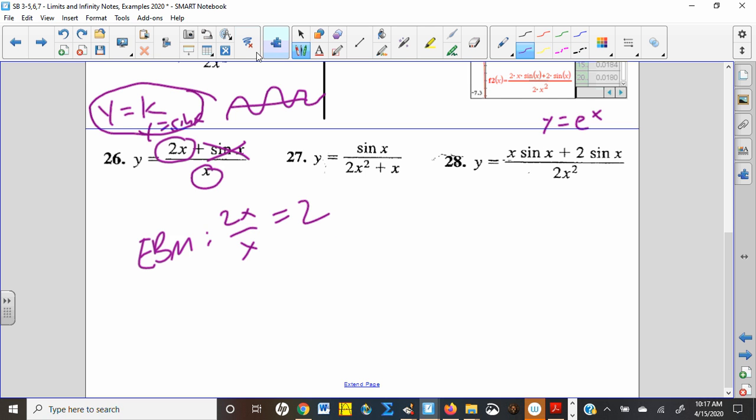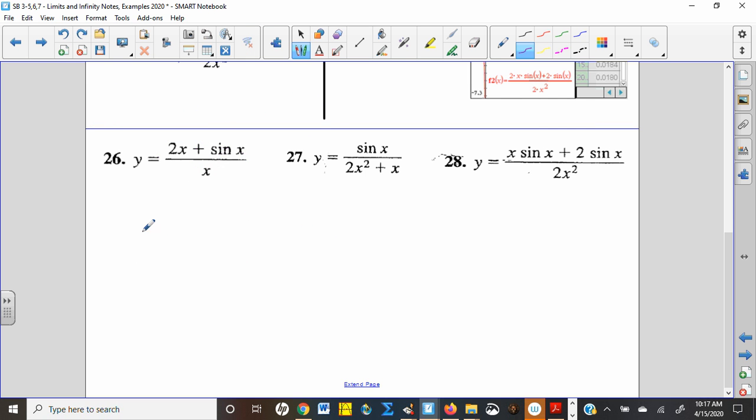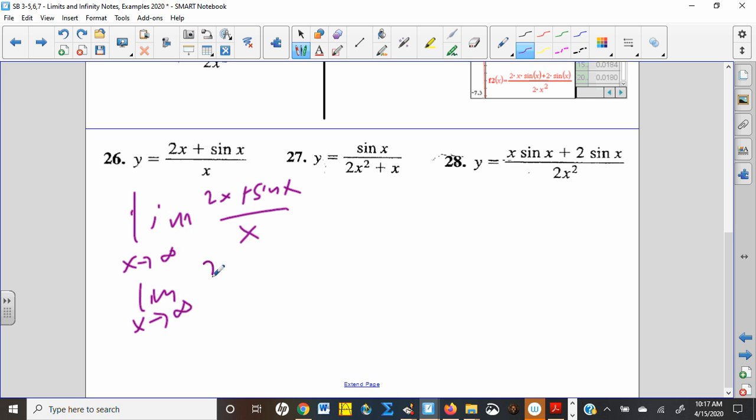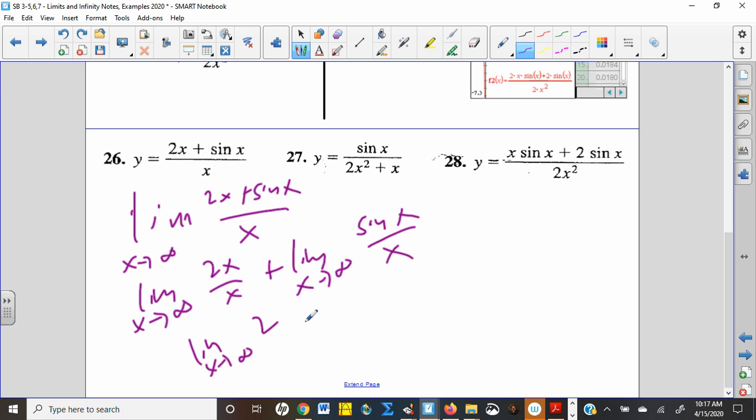Now, let me break it down for you algebraically, okay? Because if I take the limit, I think it wants me to do this in both directions, right? Yeah, positive, negative infinity. I'll just do one of them. So the limit of 2x plus sine x over x as x approaches positive infinity is the limit as x approaches infinity of 2x over x plus the limit as x approaches infinity of sine of x over x. This is really just the limit as x approaches infinity of 2. 2x over x is just 2. And this, by identity, is 0.